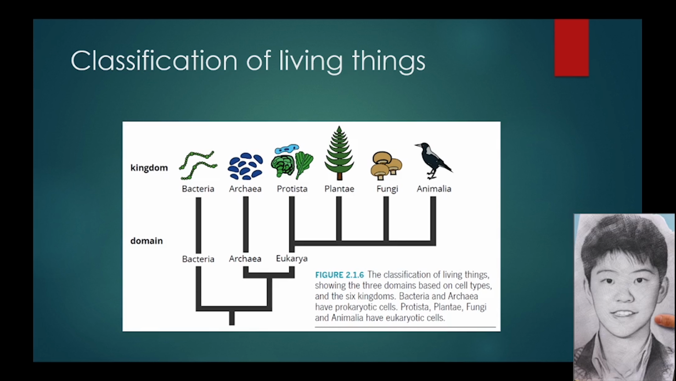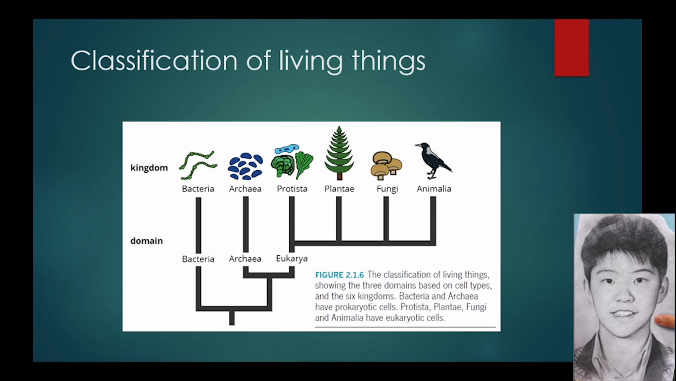So the classification of living things. All living things are classified into many sections. However, we'll only be looking at domains and kingdoms today. There are 3 domains: bacteria, archaea, and eukarya.